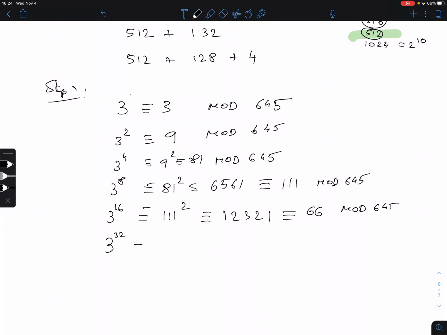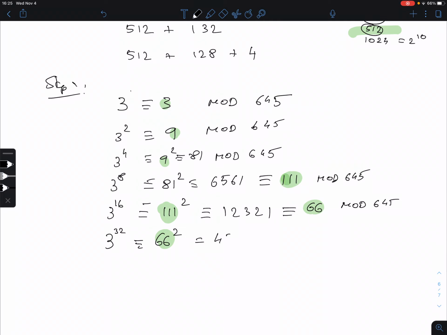On the right hand side, I now take 66 squared. So let me color this. Let me start. So this 9 becomes 9 squared, that is 81. When I get this 111 here, it's the number I'm going to square. And now 66, this is the number I'm going to square. 66 squared comes out to be 4356. And 4356 is 486 mod 645. Notice that this is now a number with 3 digits, but it's smaller than 645, so this is okay. So we keep going.